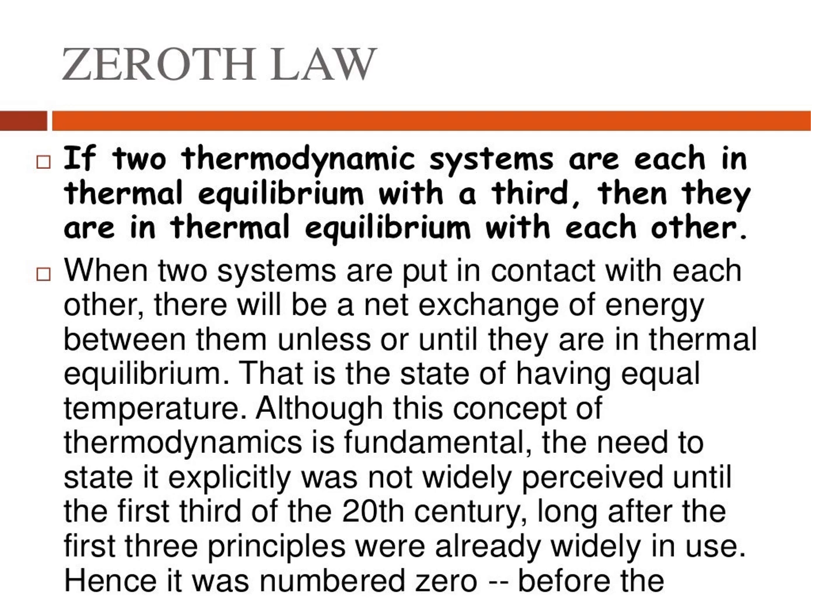So body A is equal to body B, and B is equal to body C. So A, B and C all have the same temperature. Although this concept of thermodynamics is fundamental, the need to state it explicitly was not widely recognized until the first third of the 20th century. Long after that, the first three principles were already widely used, hence it was numbered zero.